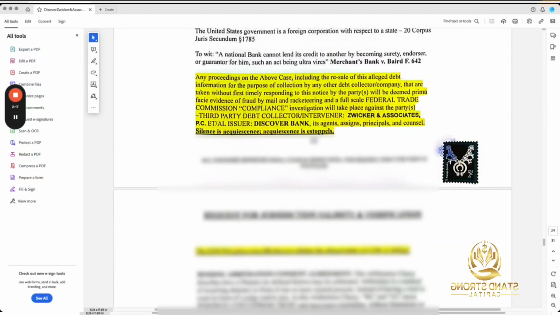Any proceedings in the above case, including the resale of this alleged debt information for the purposes of collection by any other debt collector company, that are taken without first timely responding to this notice by the parties will be deemed prima facie evidence of fraud by mail and racketeering, and a full-scale Federal Trade Commission compliance investigation will take place against the parties: third-party debt collector/intervener Zigwicker and Associates, PC, ETL, issuer Discover Bank, its agents, assigns, principals, and counsel. Silence, acquiescence. Acquiescence is estoppel.